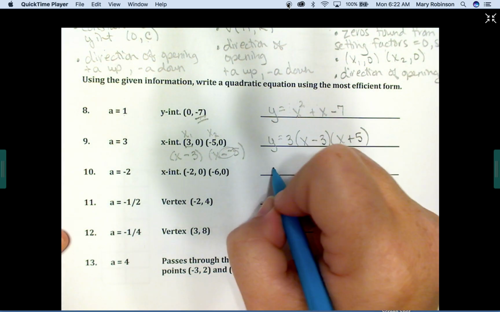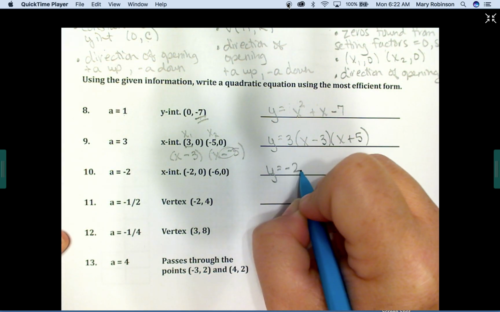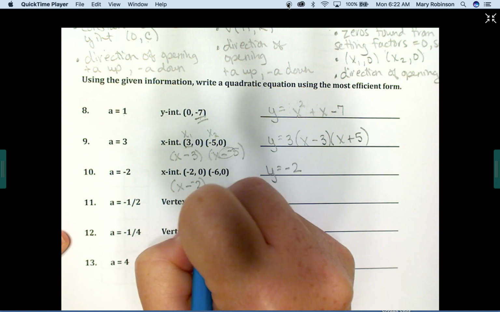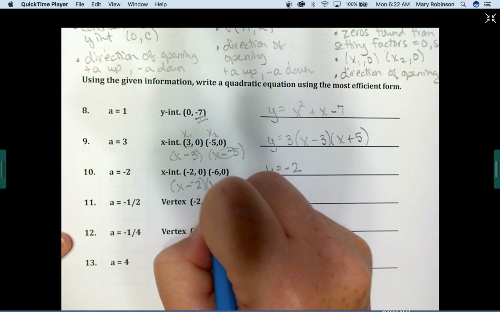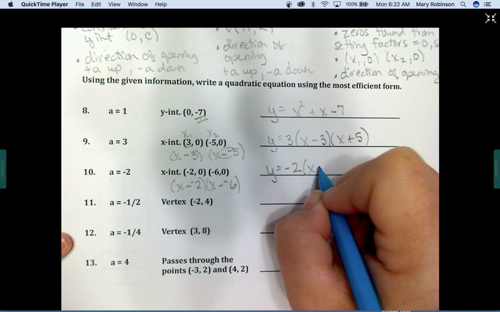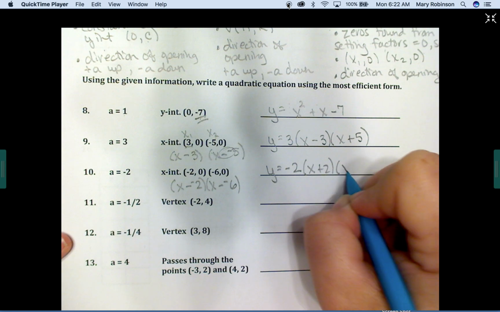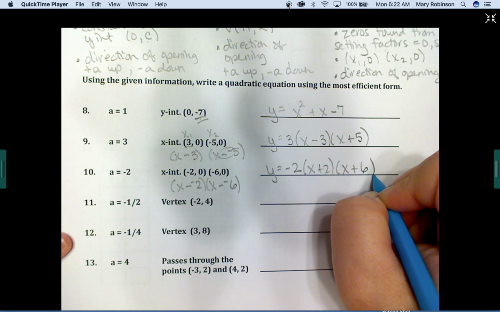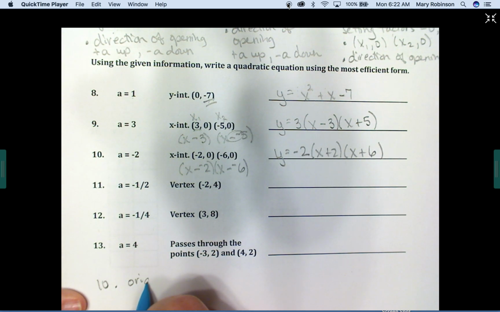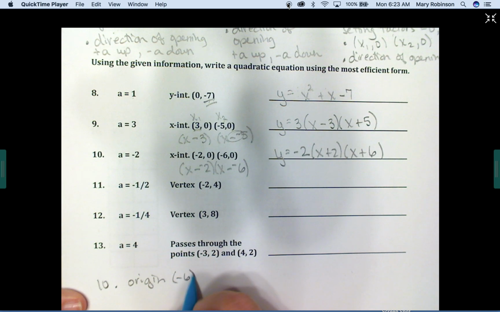For number 10, our a value is negative 2. Again, if I have x minus negative 2 and x minus negative 6, I'll have the quantities x plus 2 and the quantity x plus 6. I want to say actually that this one got changed and it was the origin and negative 6, 0.